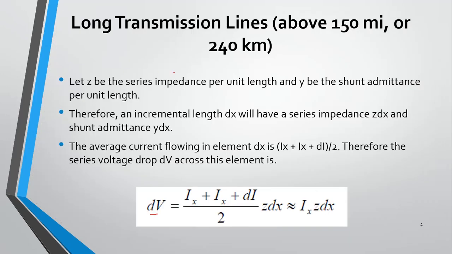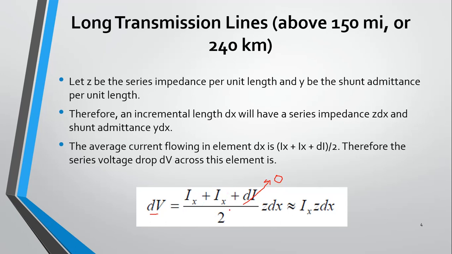So the overall voltage change of this transmission line, dV, is the initial current plus the final current divided by 2. So it is Ix plus dI over 2, multiplied by z dx. If you see that the value of dI is very small, we can consider it as 0. So if we put this value as 0, then it is 2Ix over 2.